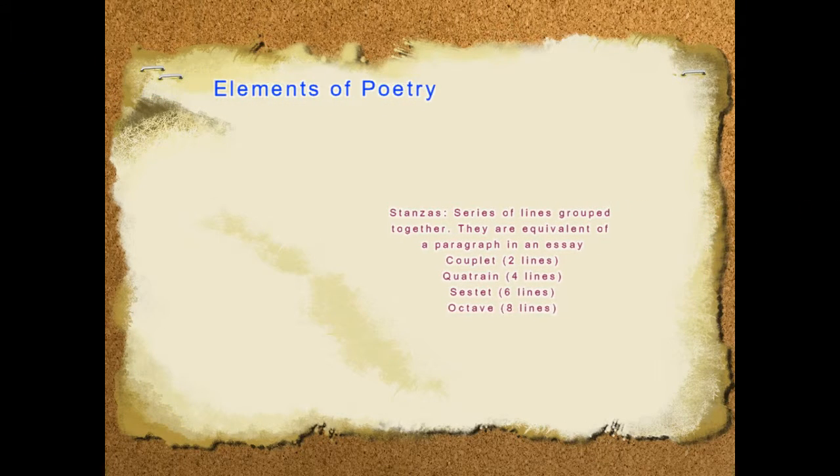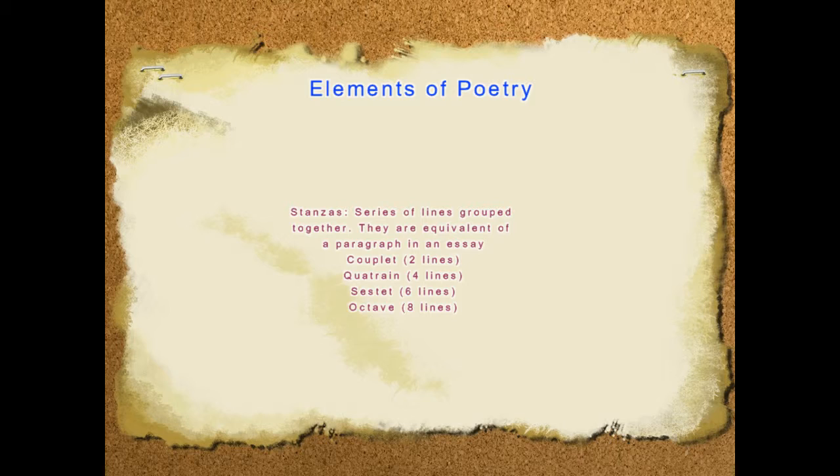Alright, class, let's first talk about stanzas. They're a series of lines that are grouped together. They're the equivalent of a paragraph in an essay. So, for example, 2 lines together, that's a couplet. Quatrain, 4 lines. A sestet, that's 6 lines together. And then 8 lines together is what we call an octave.